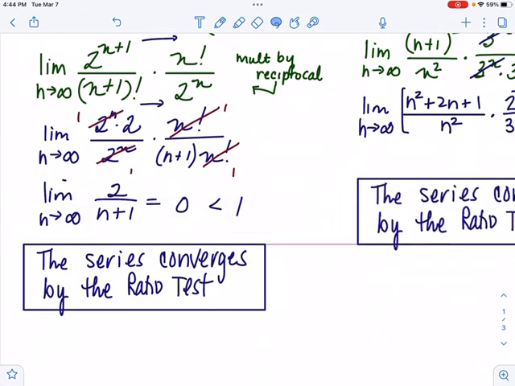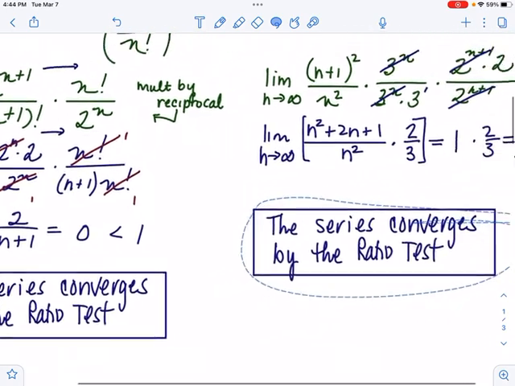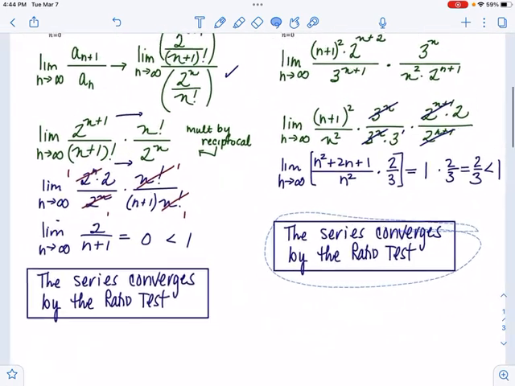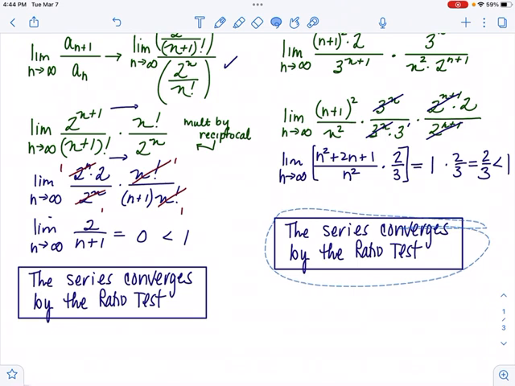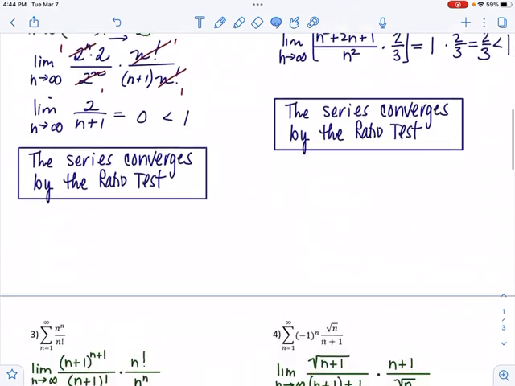Duplicate that over here. So this series also converges. When the 2/3 is less than 1, we're good to go. It converges. Okay, then we have 2 more that I wanted to go over.